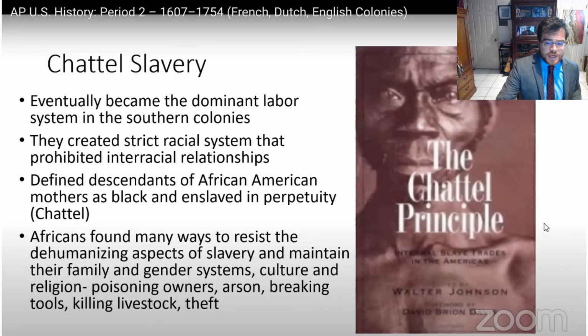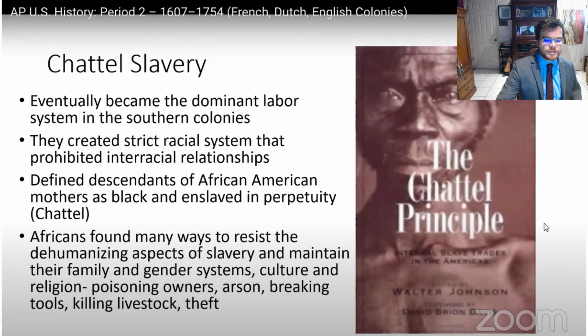So the chattel principle. Chattel, going back to legal terminology in England, chattel being like property, right? If you look at the root of the words, chattel, like cattle, right? It's like property. It's a commodity. So eventually, this is going to be the dominant labor system in the southern colonies. No more, kiss indentured servants and their contracts goodbye.